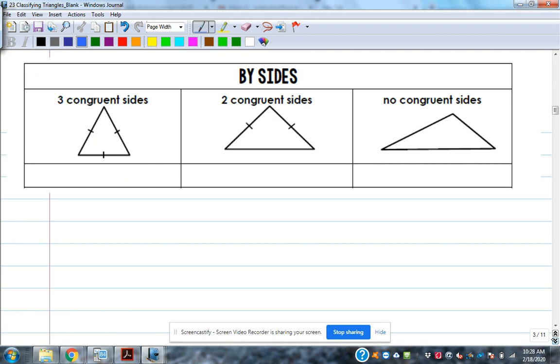Three congruent sides, equilateral. Two congruent sides, isosceles. I-S-O-S-C-E-L-E-S. Isosceles. I forgot there's an S in there. No congruent sides, scalene.